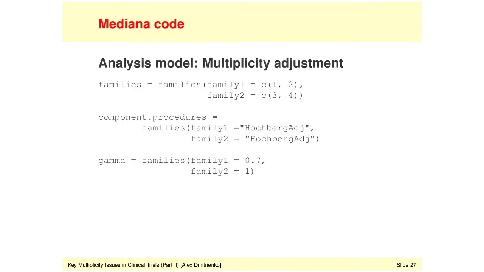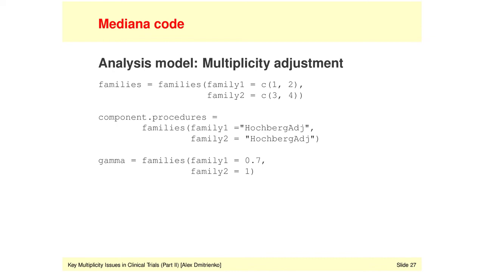To specify the multiplicity adjustment, which is one of the components of the analysis model, we're going to use the code that may be very familiar to you. We used exactly the same code when we talked about software implementation of general gatekeeping procedures at the end of Module D. The components of this multiplicity adjustment include the families object, which defines the process of assigning the individual hypotheses to the families. We can see here that the hypotheses H1 and H2 are included in the primary family, and the other two hypotheses H3 and H4 are included in the secondary family.